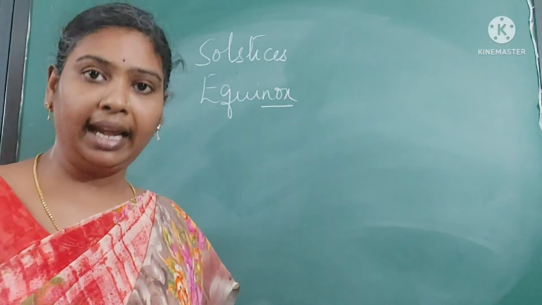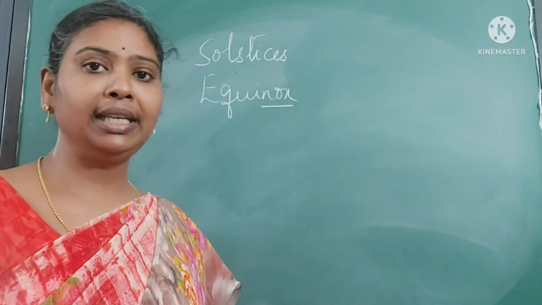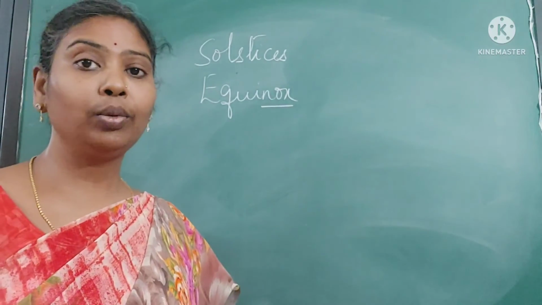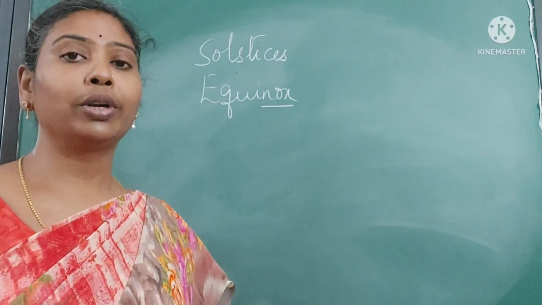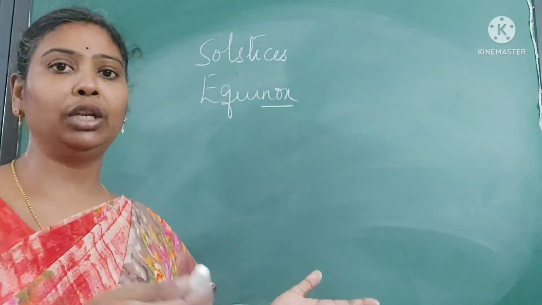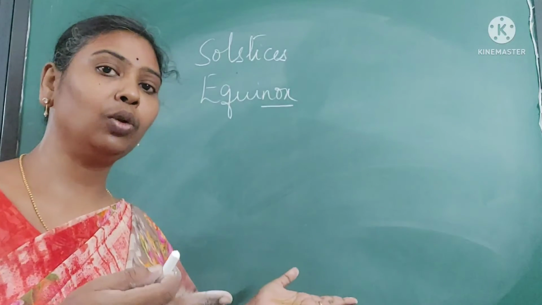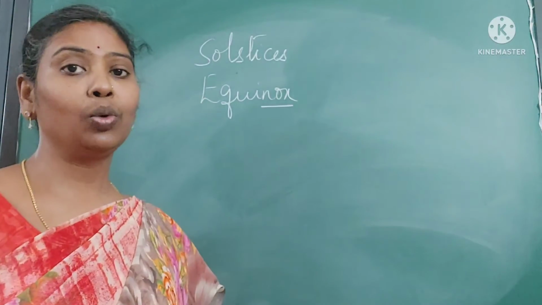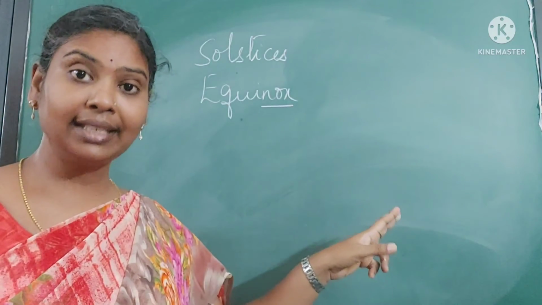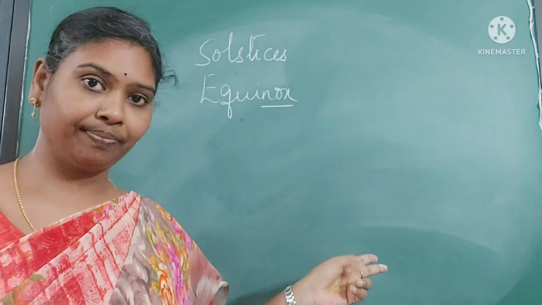Nox means night. Equi means equal. So equinox means equal nights. So when you are having equal nights, you will be having equal days, right? So equal nights and equal days is an equinox.